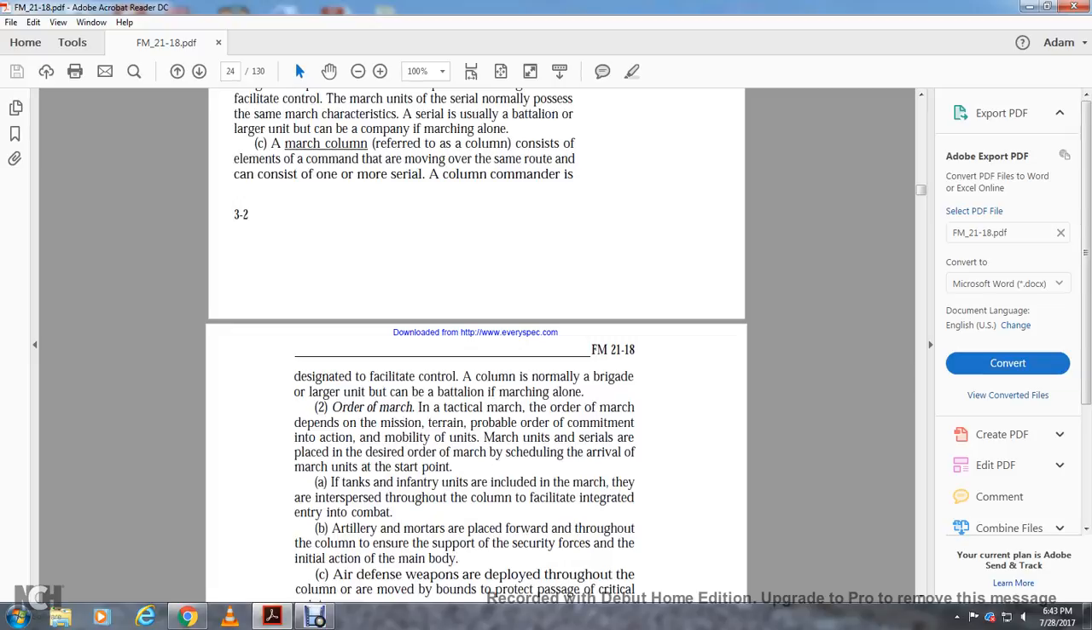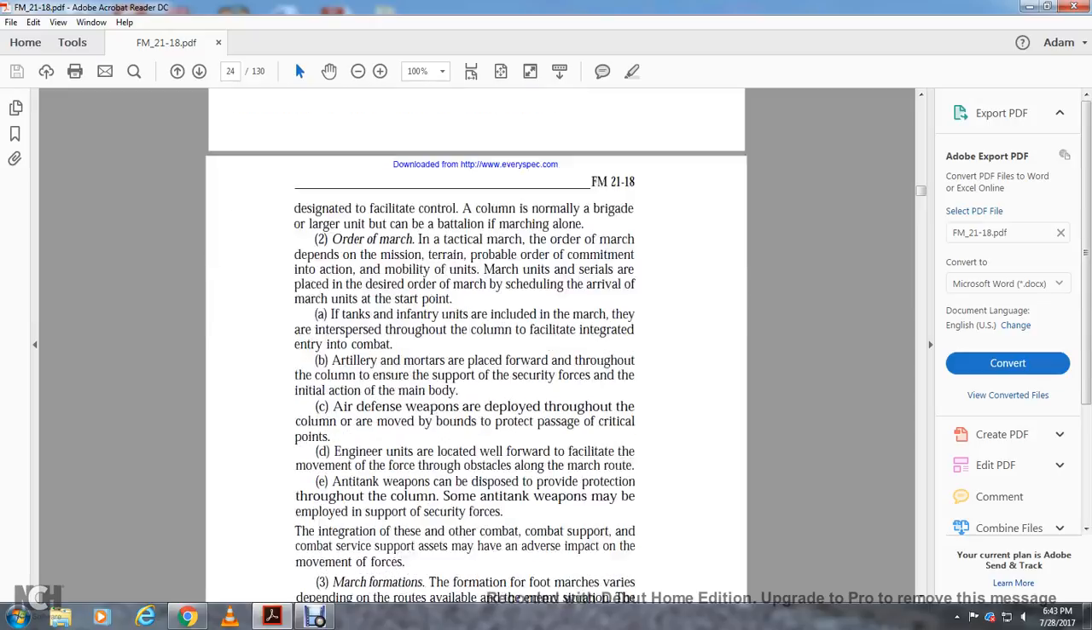Order of march. A tactical order of march depends on the mission, terrain, probable order of commitment and attack, and the mobility of units. The march units are organized into serials, placing them in the desired order of march and scheduling arrival of the march units at the start point. Tanks: if tanks and infantry units are included in the march, they are interspersed throughout the column to facilitate integrated entry into combat. Artillery and mortars are placed forward throughout the column to ensure support of the security force and the initial action of the main body. Air defense weapons are deployed throughout the column and moved by bounds to protect passage of critical points.